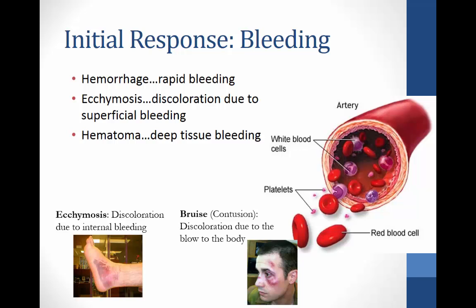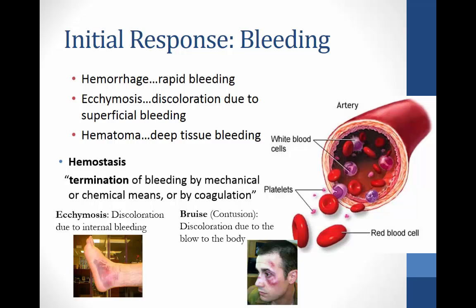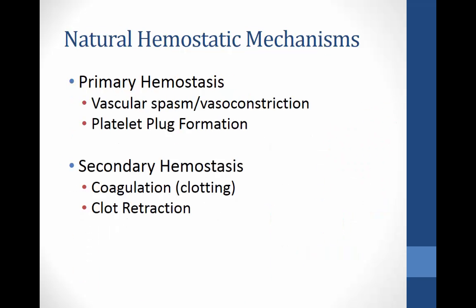Ecchymosis is discoloration and simply means color changes caused by internal bleeding. Hemostasis is the termination of bleeding by mechanical or chemical means or by coagulation. The body will produce natural hemostatic mechanisms. Natural means no drug induced, no modality used. This occurs naturally. We don't actually have to do anything for this to happen.